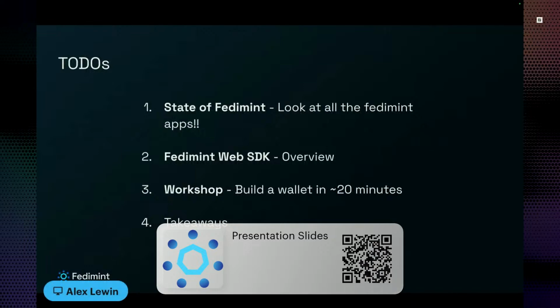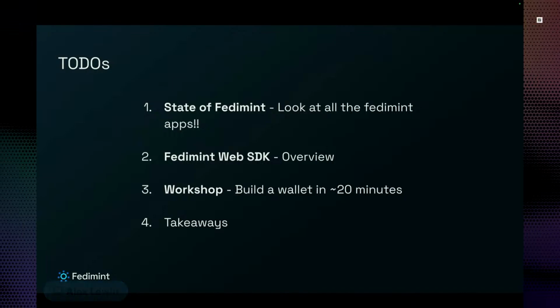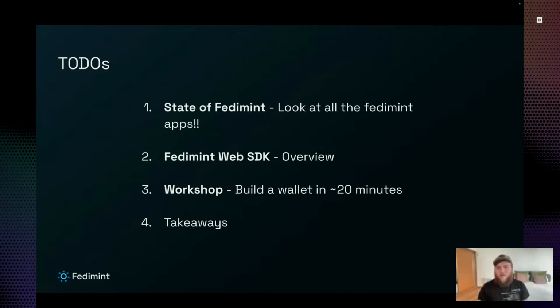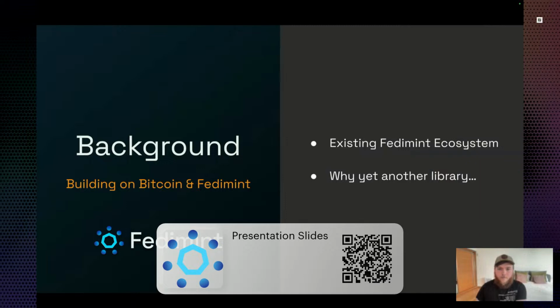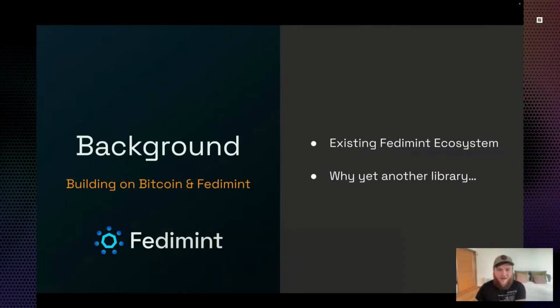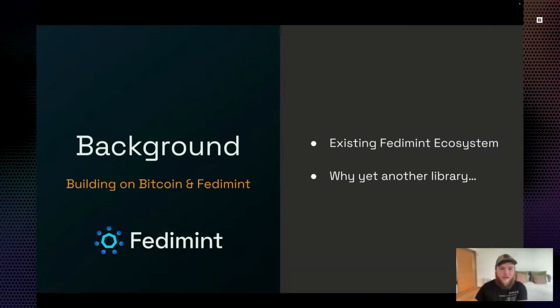So we have a few to-dos. We're going to talk about the state of Fedimint app development. We're going to talk about the Web SDK at a high level. We're going to do the workshop where we actually build a wallet together in about 20 minutes. And then we're going to talk about some takeaways. So, background: the current status of building on Bitcoin and Fedimint. We're going to talk about the existing ecosystem and why we need yet another library.